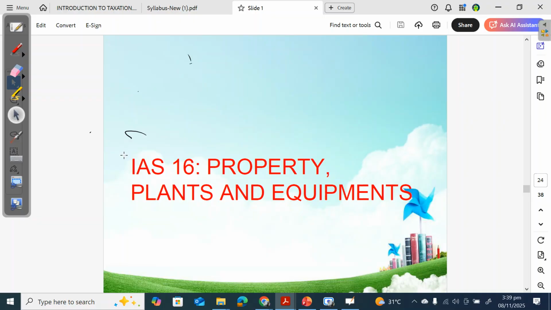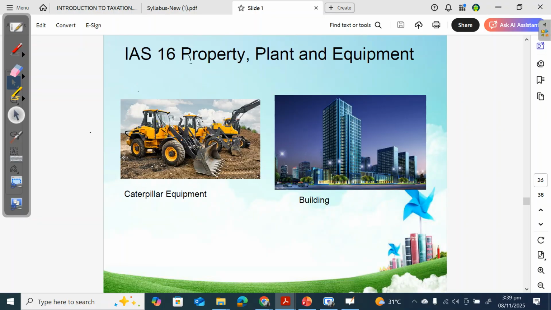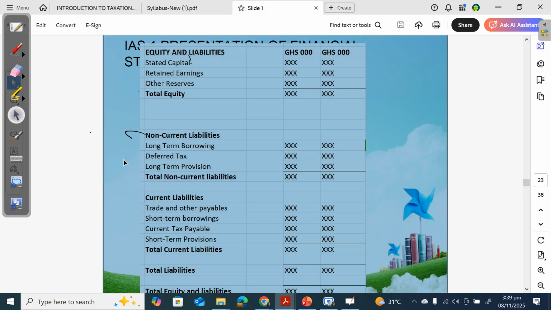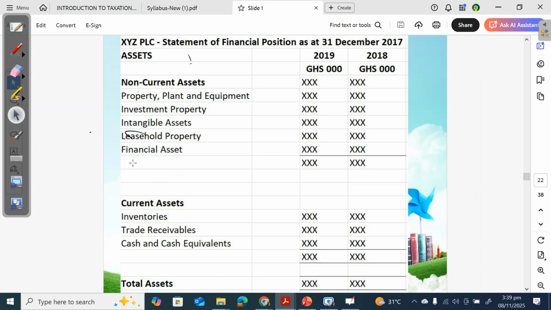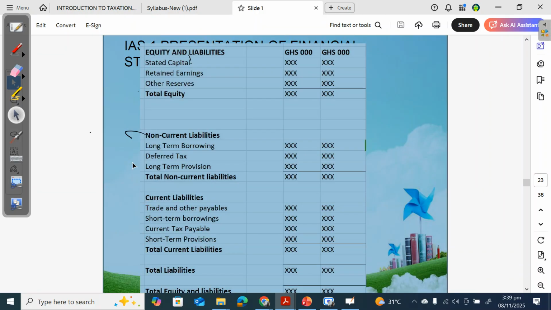So that is it for the introduction to accounting standards. All right, now we are going to start with the standards. We start with the easy ones first, the ones that are straightforward and easy to understand. We'll look at them before we look at other ones.